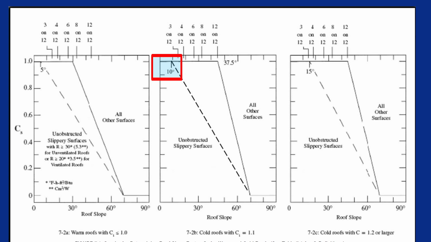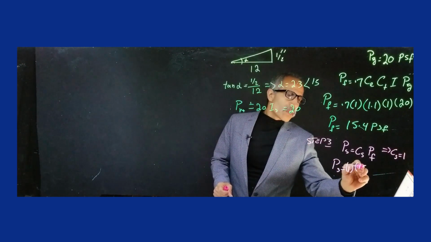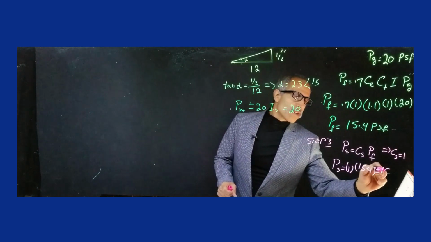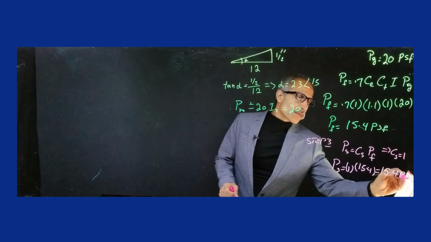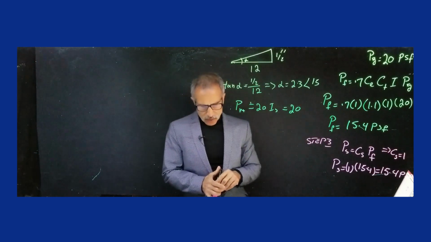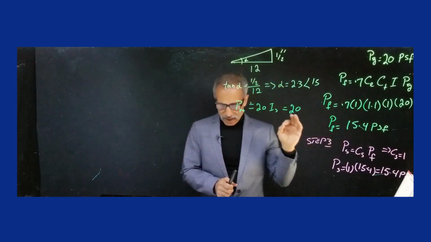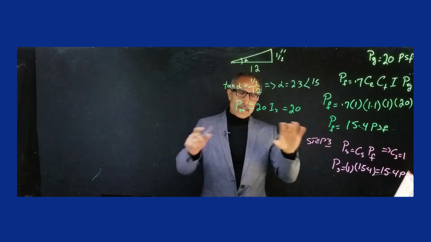When you look at the table right here, you go all the way up to the corner where I have highlighted, because our roof angle is less than 10 degrees, so therefore our CS comes out equal to 1. So CS is equal to 1, and therefore our PS is equal to 1 times what we had, 15.4. So it comes out to 15.4 pounds per square foot. So right now what we have right here, this 15.4, this is the balanced snow load for the roof. It's what we have.